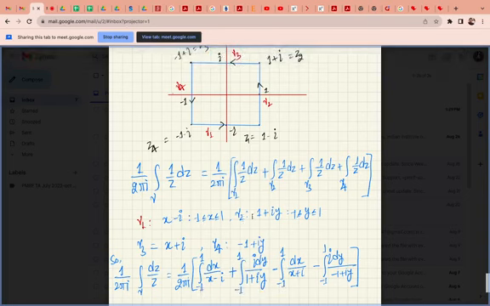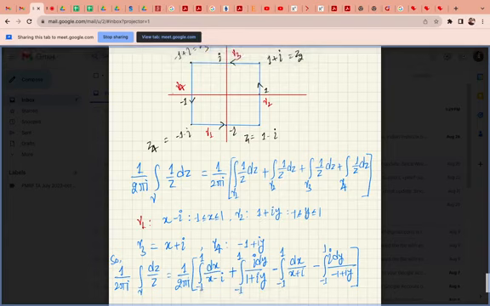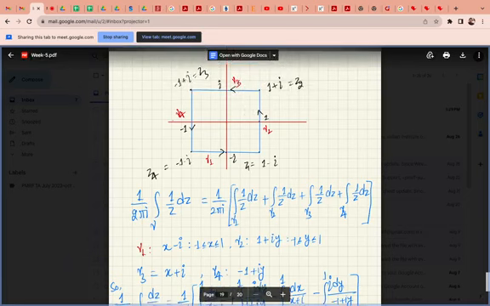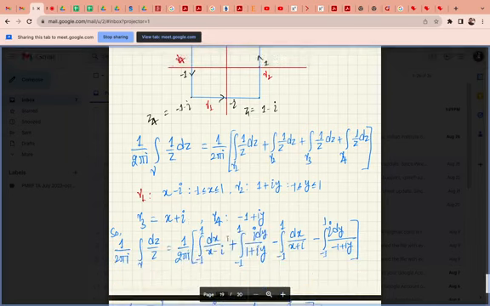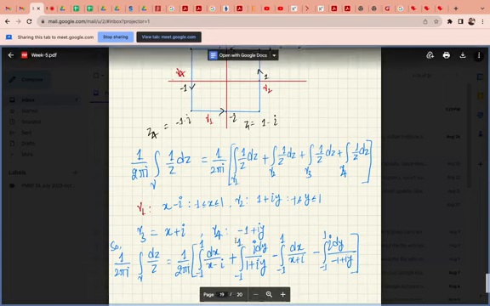What is your gamma 2? Gamma 2 is nothing but a straight line from 1 minus i to 1 plus i. So again this is nothing but 1 plus iy, where y is in minus 1 to 1. What is your gamma 3? So gamma 3 is a straight line from 1 plus i to minus 1 plus i, which is nothing but x plus i. And again gamma 4 is nothing but minus 1 plus iy.